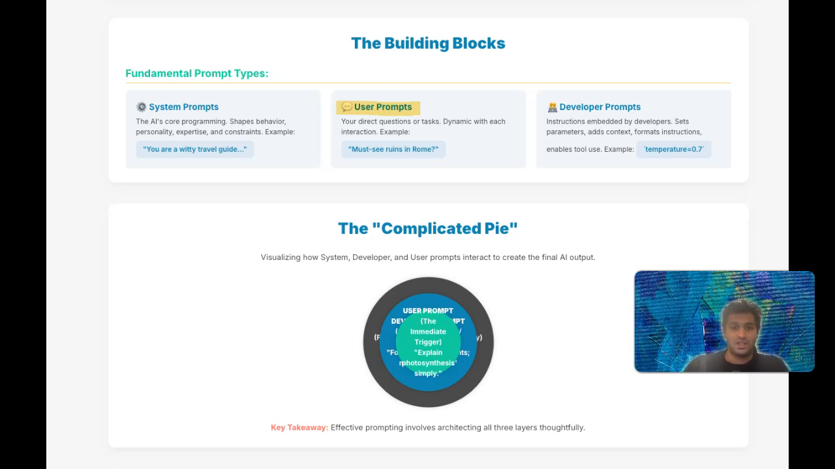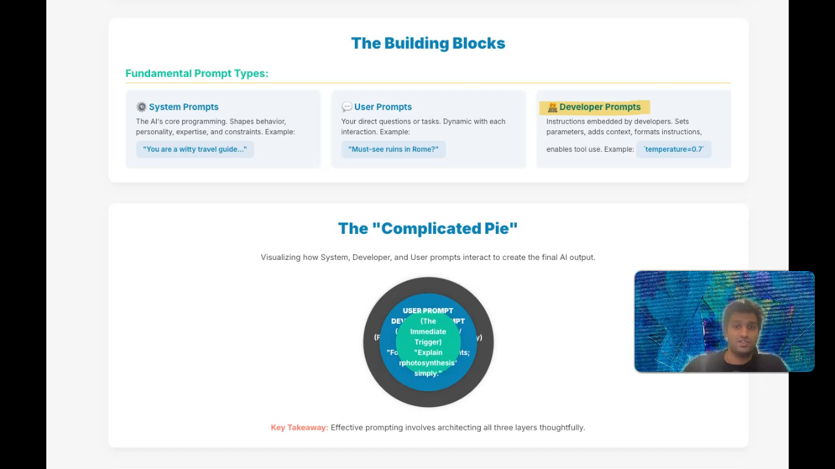Google's Gemini documentation highlights that user input is a required part of the prompt, which can be a question, a task, or even partial input for the model to complete. Now let's introduce a critical, often less visible layer, the developer prompts. These aren't always explicitly named as such in all documentation, but they represent the instructions and configurations that developers embed within the AI application's architecture.